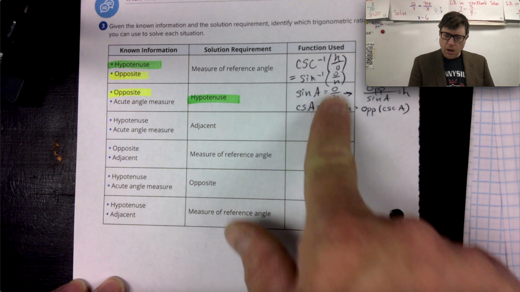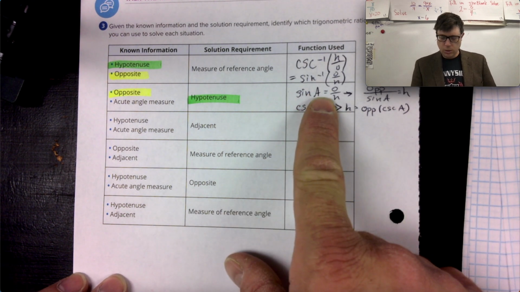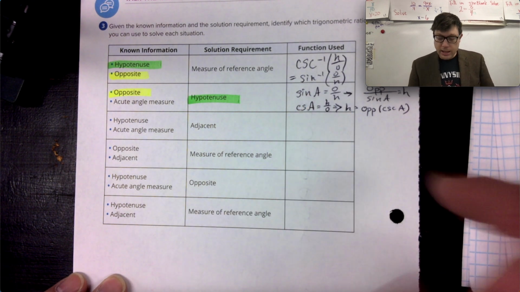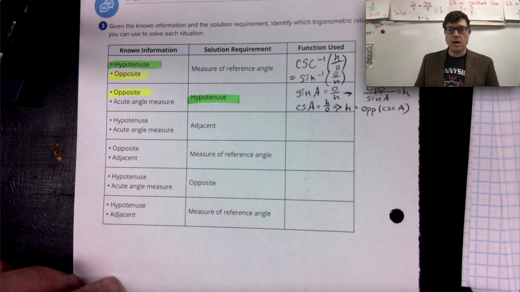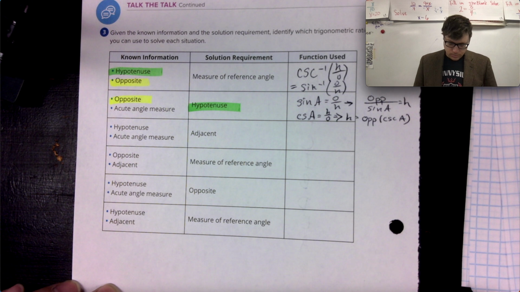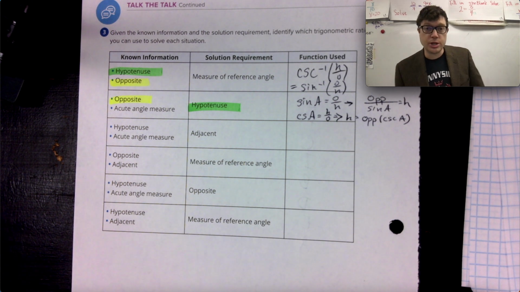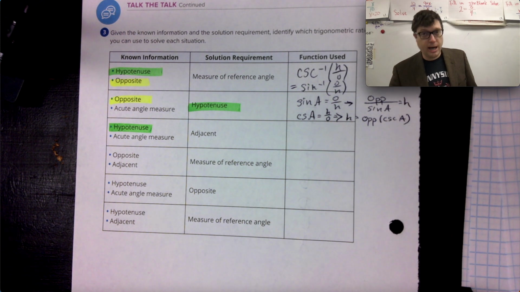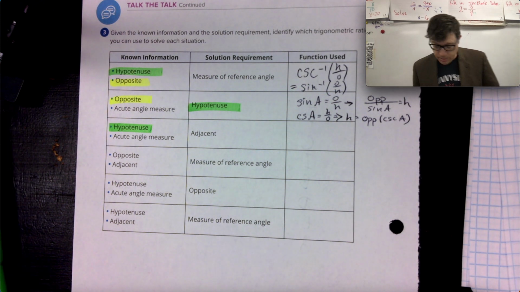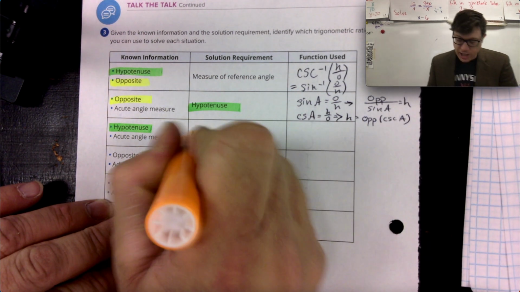But we have to solve this equation, or this one, so that we can get the hypotenuse to be by itself. And it turns out the hypotenuse is opposite over sine of A. Next question. We have the hypotenuse. We have the acute angle measurement. We need to find the adjacent side.